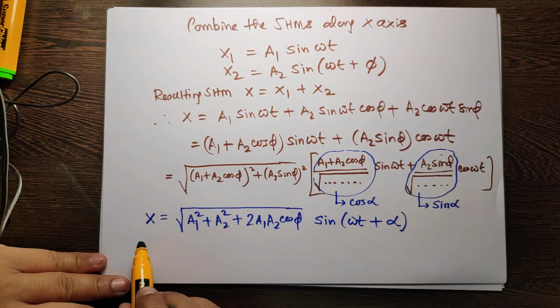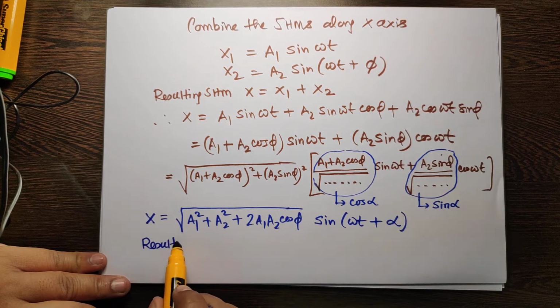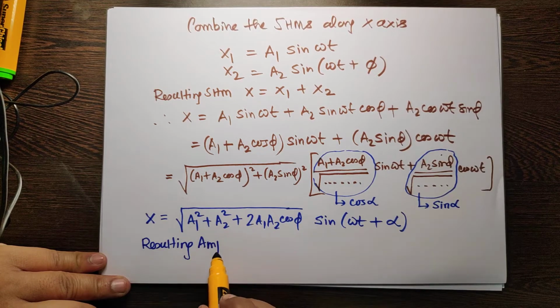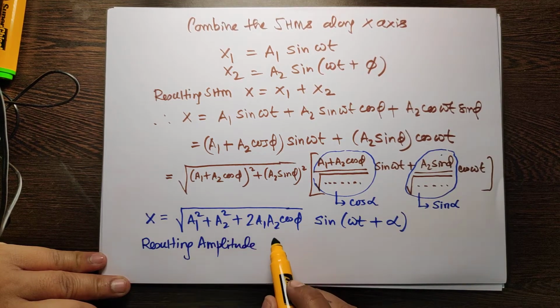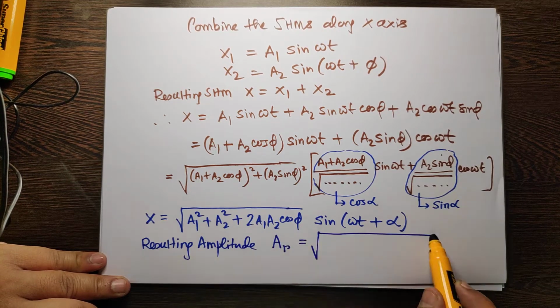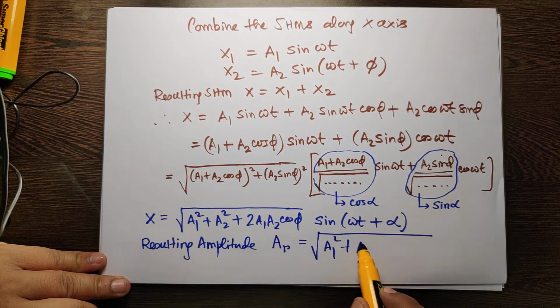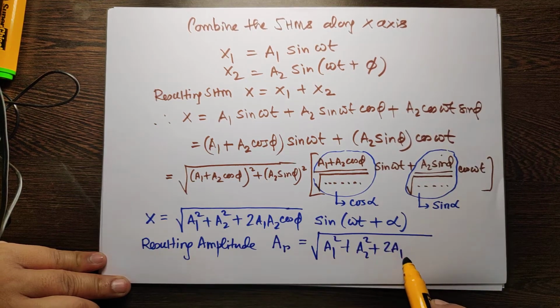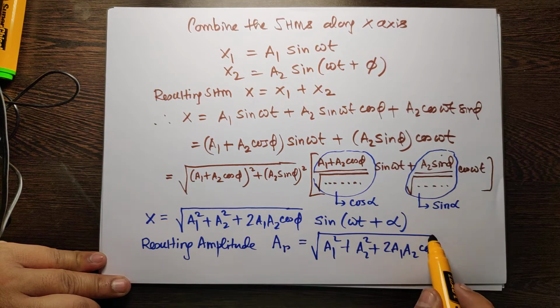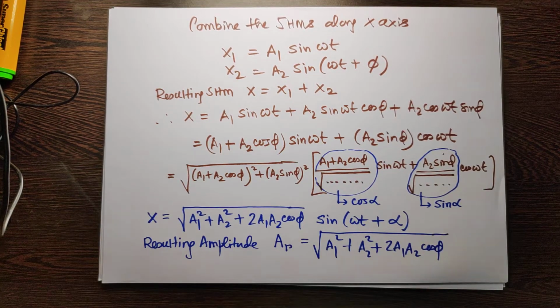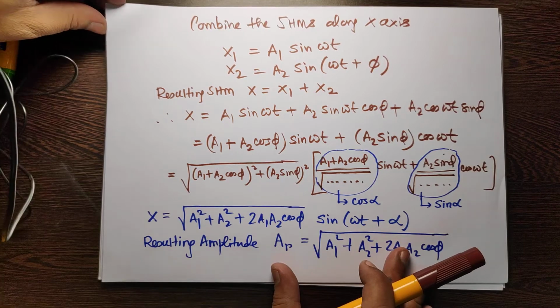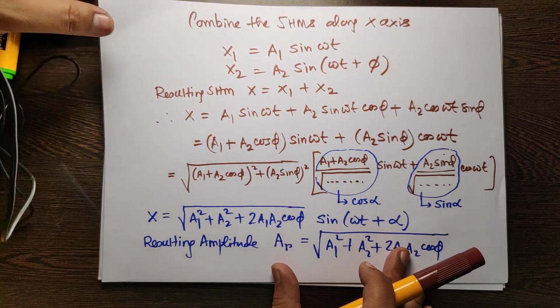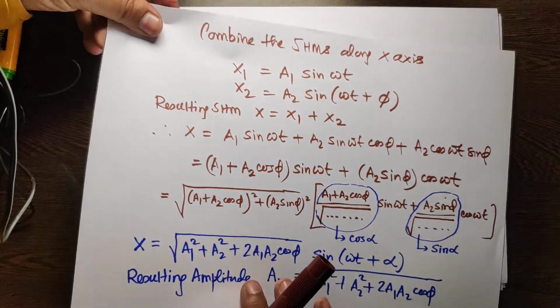So the resulting amplitude, A suffix r for resultant, is given as the root of A1 square plus A2 square plus 2 A1 A2 cos phi, where phi is the phase difference between the SHMs. Now, there is a shorter way to remember this formula: the expression reminds us of vector addition.